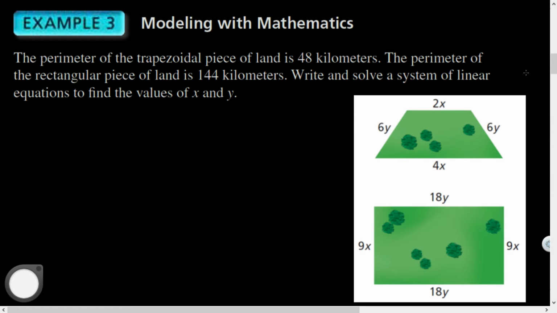It says the perimeter of the trapezoidal piece of land is 48 kilometers. So if I add all those up, it's equal to 48. Could you write an equation like that? Let's do that. So 2x plus 6y plus 4x plus 6y. Did I get all of them? 2x, 6y, 4x, 6y equals what? 48 kilometers. So there's one equation.